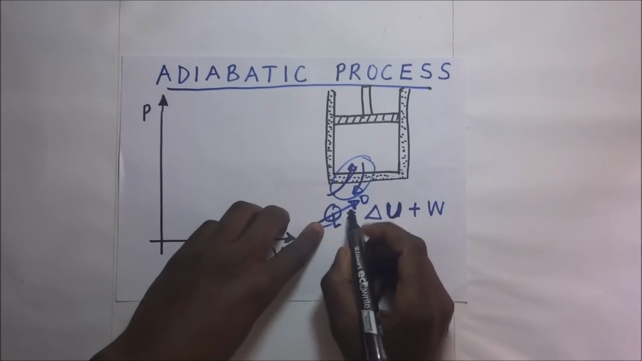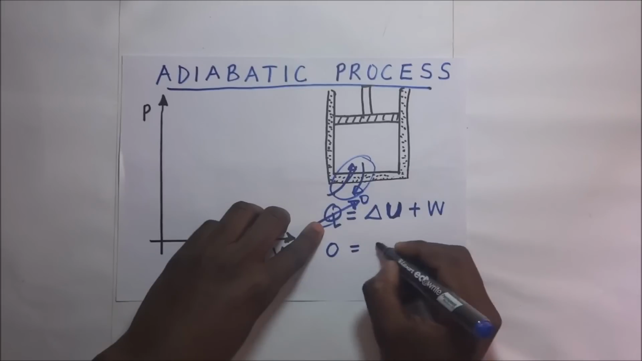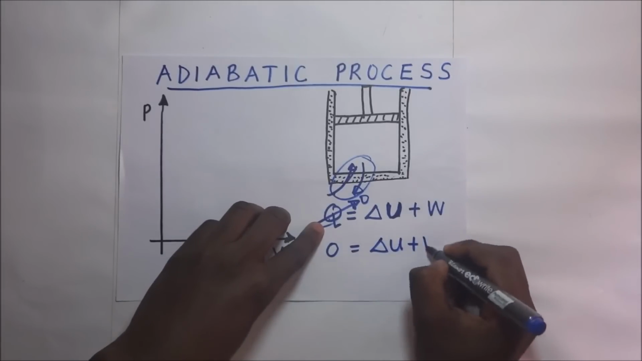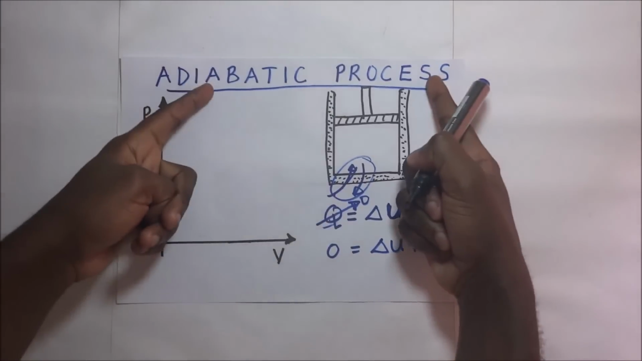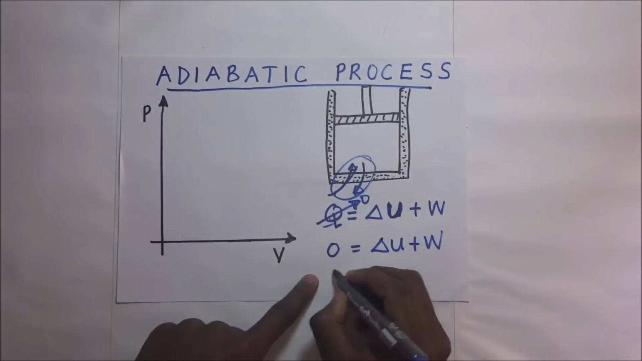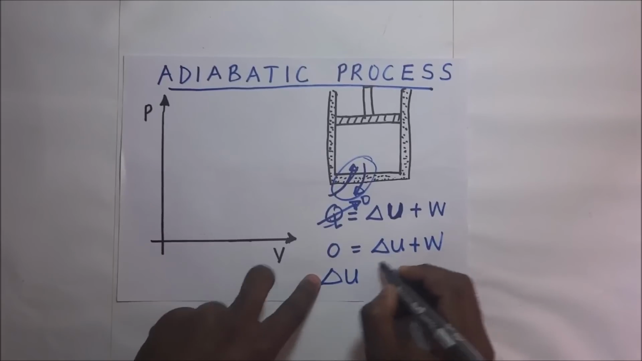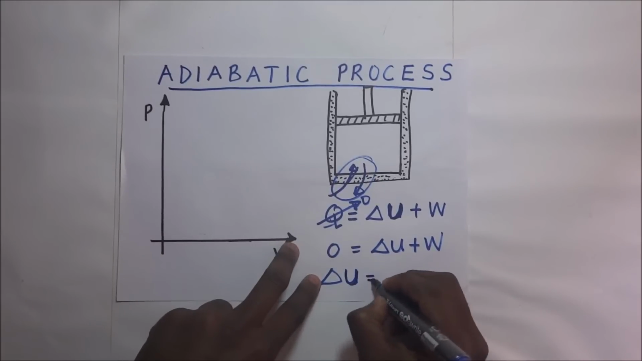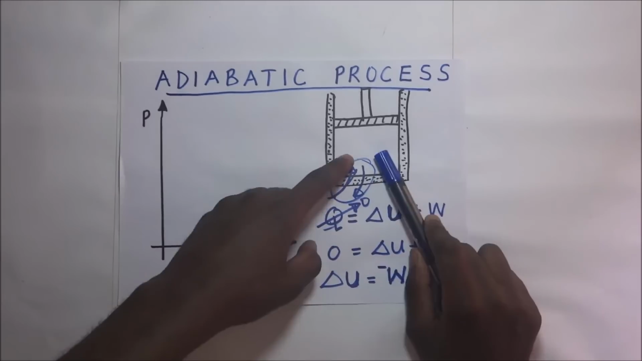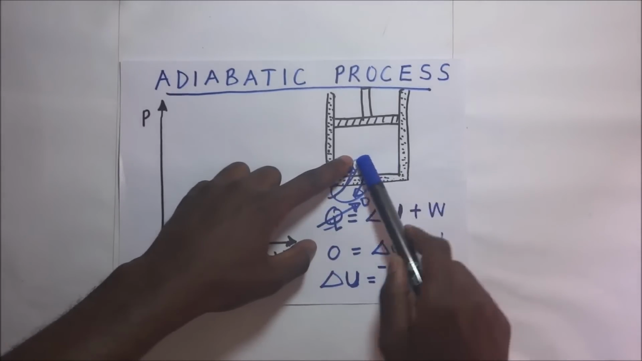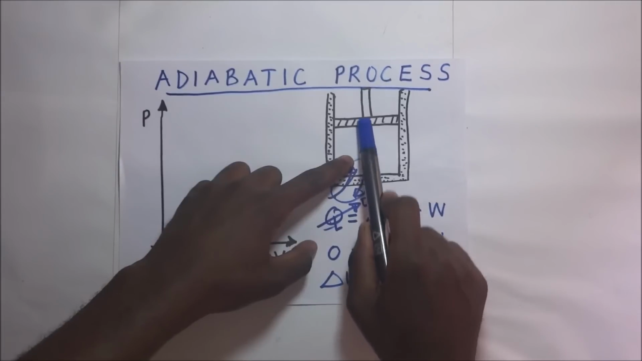If the value of Q is 0, it means that 0 is equal to change in U plus W. So the first law of thermodynamics, as far as an adiabatic process is concerned, reduces to: change in internal energy is equal to negative work. It means that if this gas expands, some energy will be lost in doing external work.